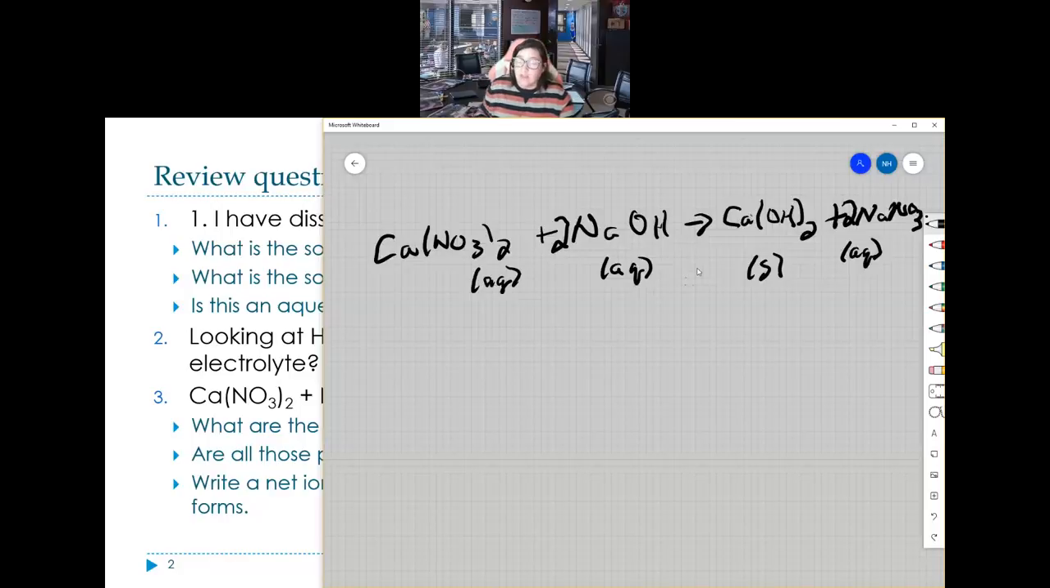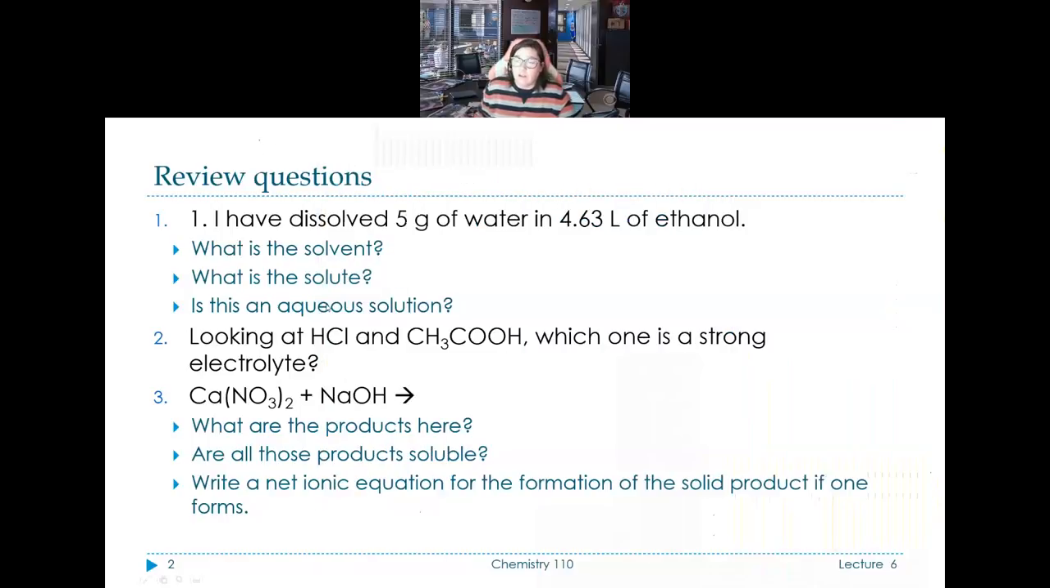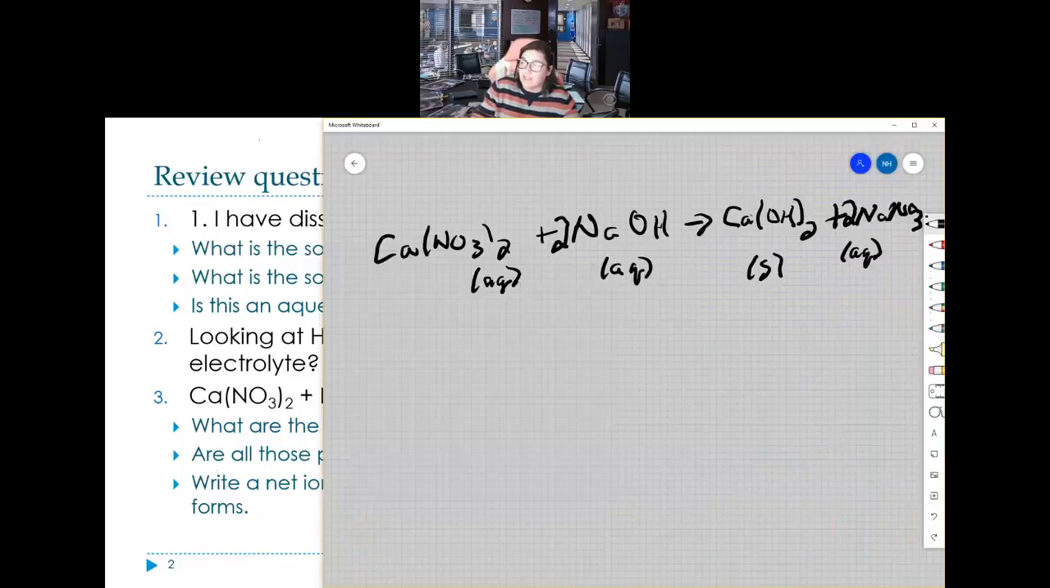Those are our products. Whew. All right, so those are our products. Are all your products soluble? No, they're not, which we just talked about. Write a net ionic equation for the formation of a solid product if one forms. Well, one did form, which one formed, the Ca(OH)2. Now, if we want to talk about the net ionic, we typically talk about writing the ionic first. And this is not going to fit. I can guarantee that.